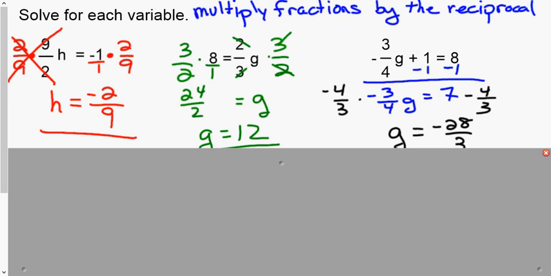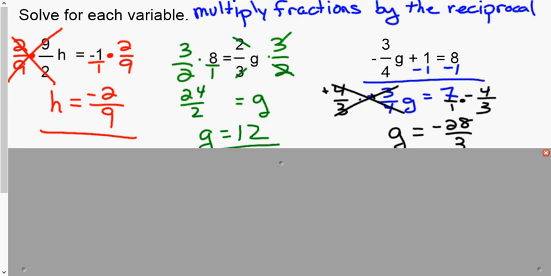On the last one, again, we had this plus 1 here we had to subtract. So we subtract that first. So then we had negative 3/4 g equals 7. Multiply by the reciprocal. Again, whatever the sign is of the original fraction is the same for the reciprocal. So we're multiplying by negative 4 over 3. Again, the 4's cancel, the 3's cancel, the negatives cancel. You're left with just g. The 7 is over 1. And then when I multiply, I get negative 28 over 3.